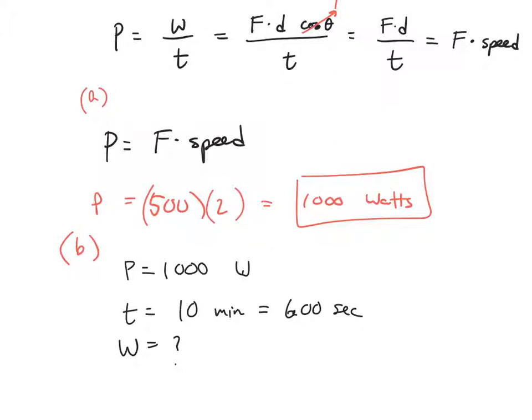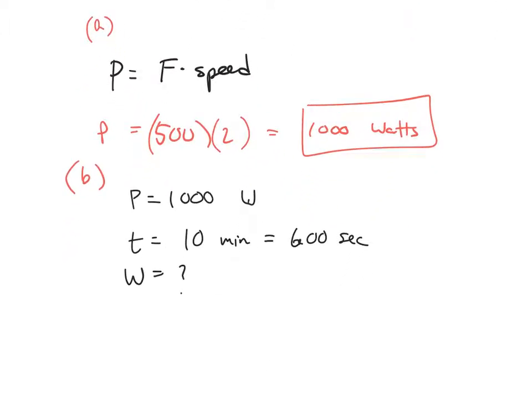So in this problem, we have to remember that our unit of watts is really joules per second. Joules are the units of energy, and seconds are the units for time. So in this case, we have to have everything in our standard units. Again, we got the power from part A. Here's our formula.